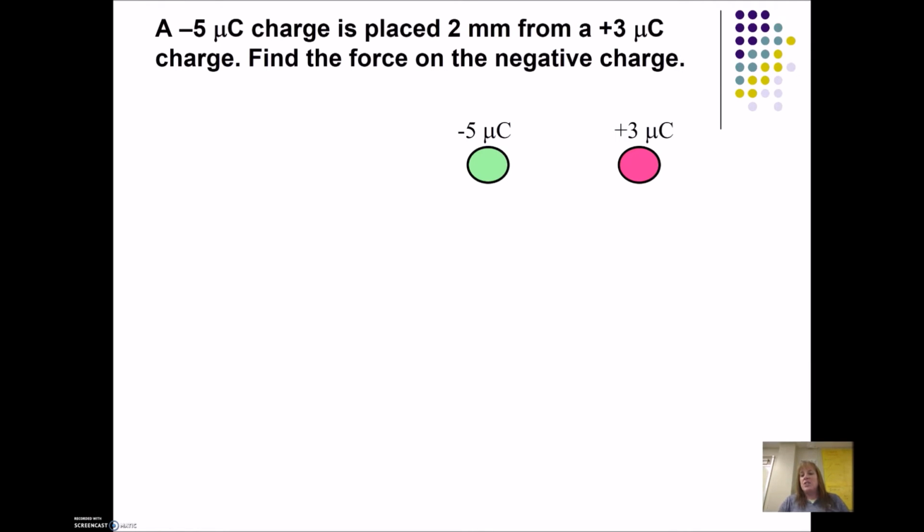Let's do a calculation. I want you to pause the video and see if you can calculate the force and find the direction. Find the force vector that this positive 3 microcoulomb charge exerts on this negative 5 microcoulomb charge. Now, micro, if you don't remember, is times 10 to the negative 6. Charges are small, so we usually deal in micro and nano.